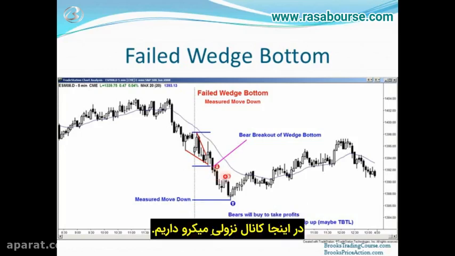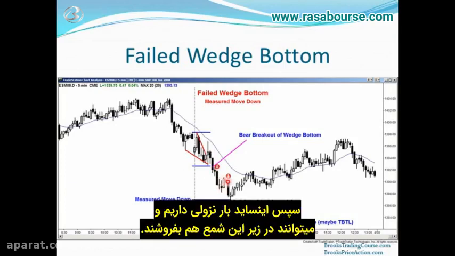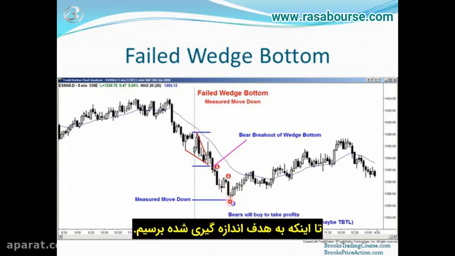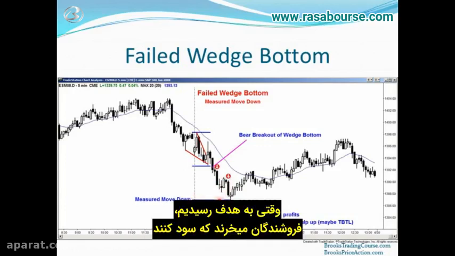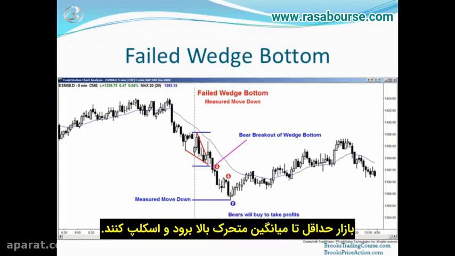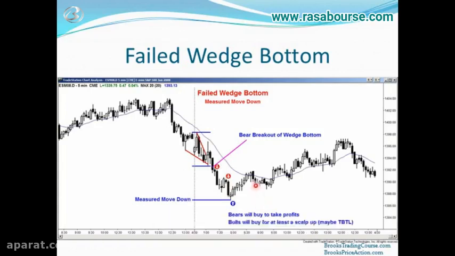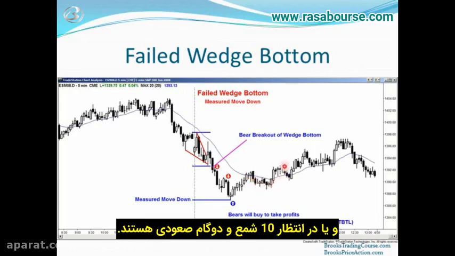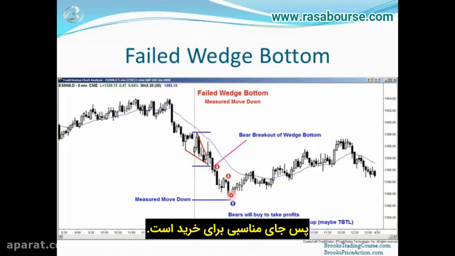Here we have a bear microchannel, 6 or 7 bars down without a pullback. They'll sell at the high of this bar, and then we have a bear inside bar. They'll sell below that bar until we get down to the target. And once we get down to the target, the bears will buy back to take profits, and the bulls will buy for a scalp up at least to the moving average, and maybe 10 bars and 2 legs sideways to up. And we have a bull reversal bar here, so it's a reasonable buy.